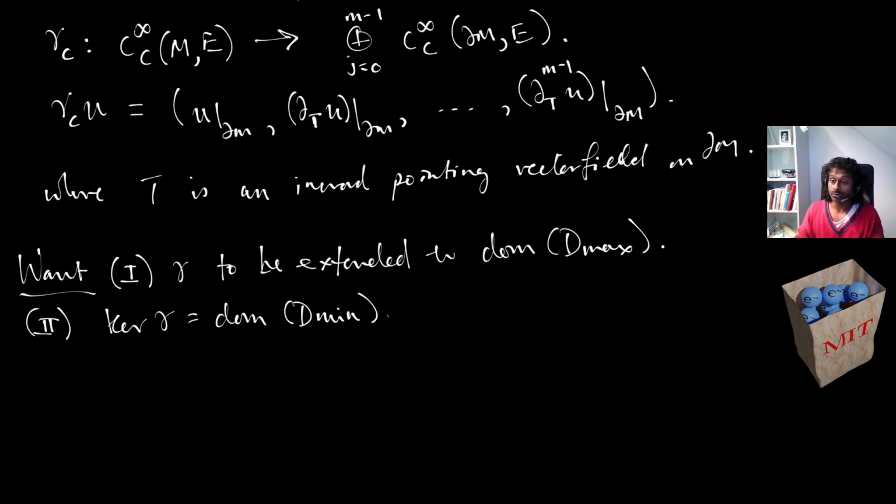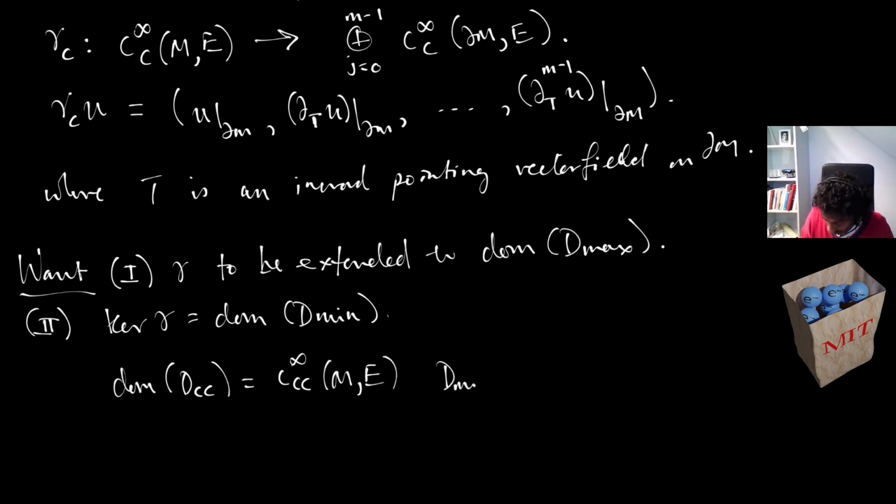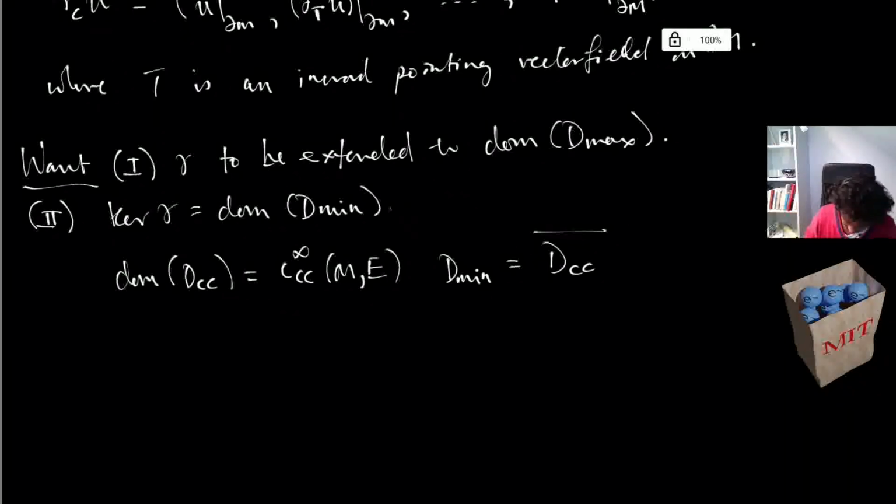If we consider what DOM D_cc was, DOM D_cc was compactly supported smooth maps that don't see anything on the boundary, right? They vanish at the boundary, and D min is the closure of this as an operator, right? So we expect that DOM D min is exactly going to have the boundary traces vanishing as I've written it, right? So intuitively, this is certainly a plausible thing.